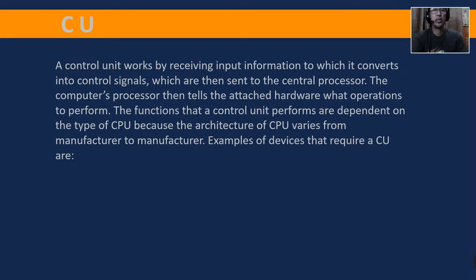A control unit works by receiving input information which it converts into control signals, which are then sent to the central processor. The computer's processor then tells the attached hardware what operation to perform. The functions that a control unit performs are dependent on the type of CPU because the architecture of CPU varies from manufacturer to manufacturer.